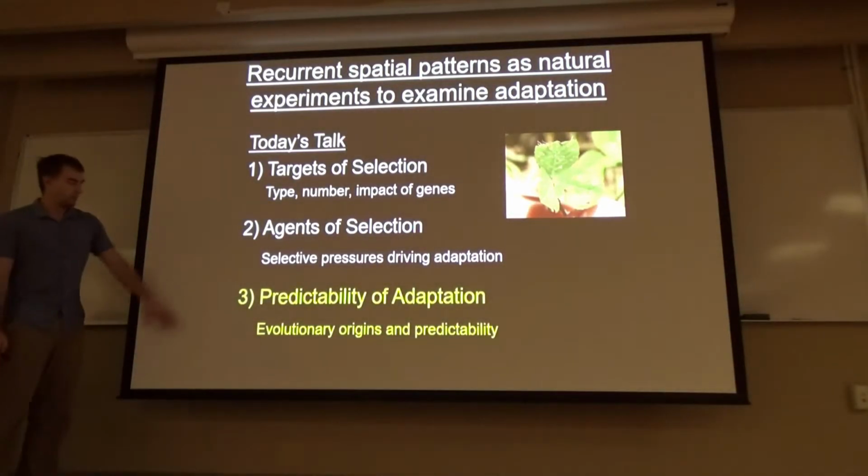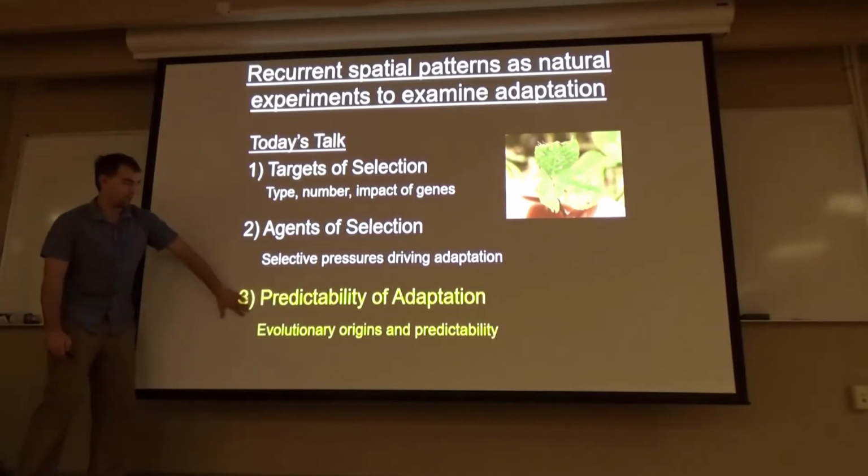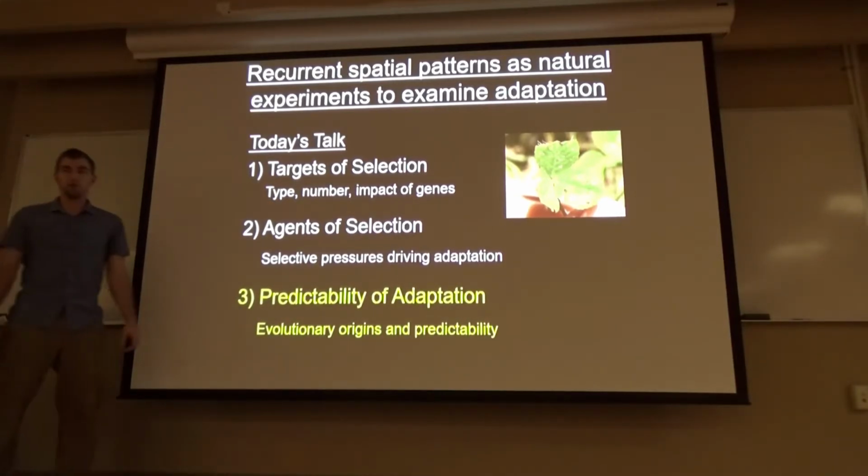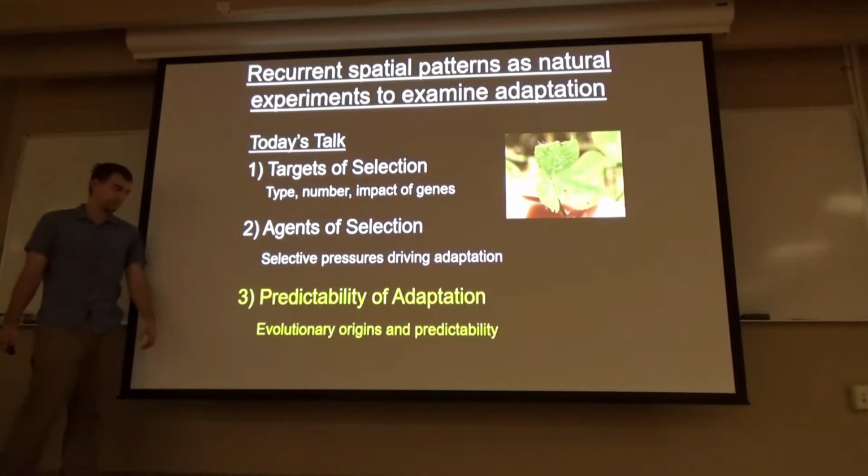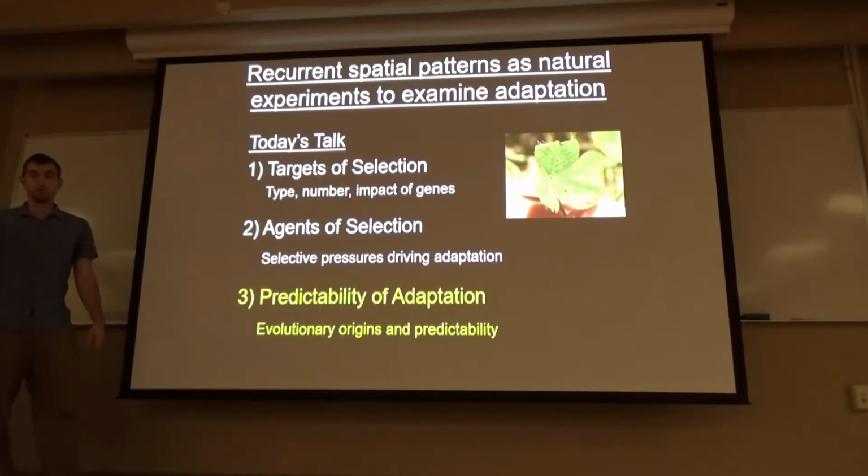Now I'm going to go for just a couple of minutes into the predictability of adaptation and thinking about the evolutionary origins of the cyanogenesis polymorphism. And then I'm going to give you a couple of minutes to ask me questions about this system too. And no question is a bad question here because I understand this might be a bit overhead sometimes.